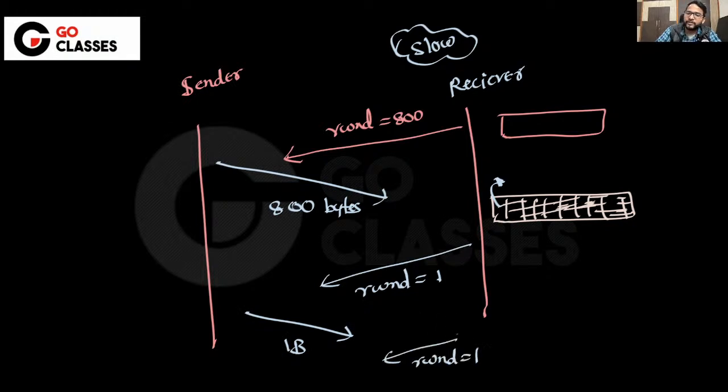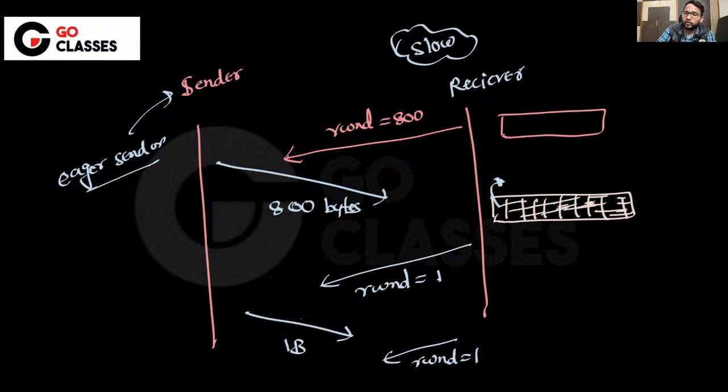Is this a good idea? The receiver is saying that you can send me 1 byte. Now the sender is eager to send. Let's suppose it is an eager sender. Whenever it receives any window update from the receiving node, it immediately sends something. The receiver says 1 byte, and it immediately sends 1 byte. So the main problem is that the receiver is slow. The receiver is just consuming 1 byte at a time.